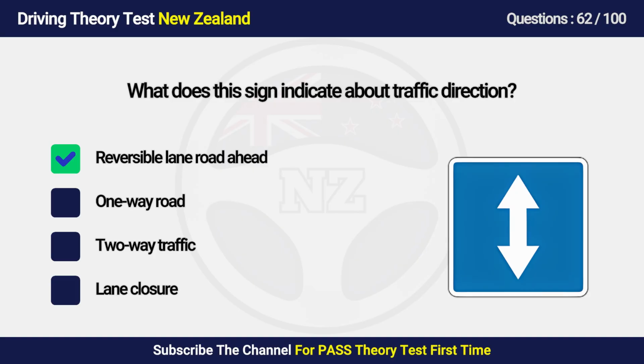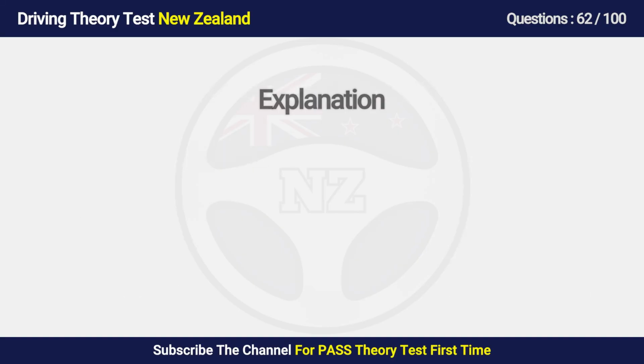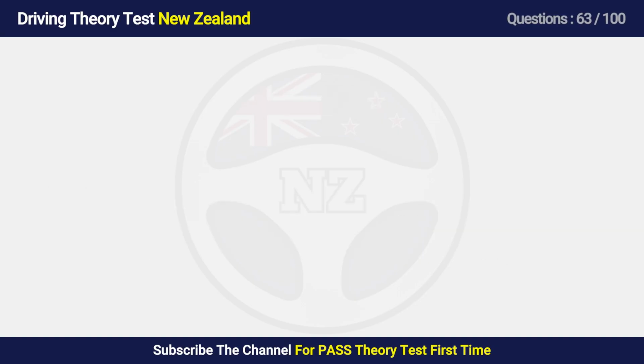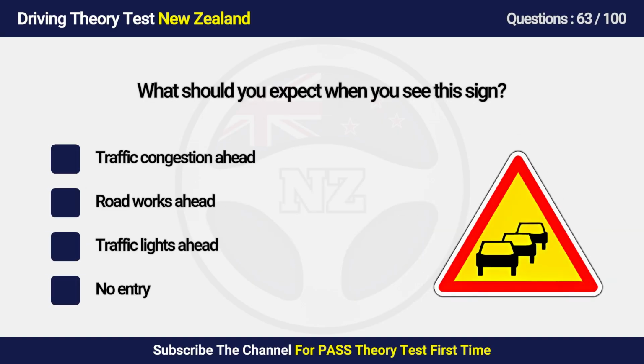Answer is A. Reversible lane road ahead. This sign indicates a reversible lane road, where the direction of traffic flow in one or more lanes can be changed at different times of the day. Observe signals carefully. Question 63. What should you expect when you see this sign?